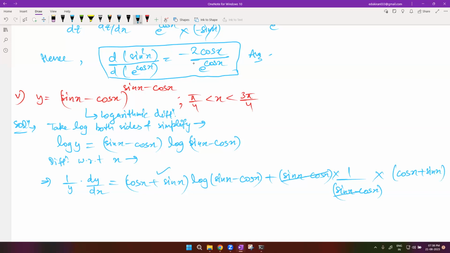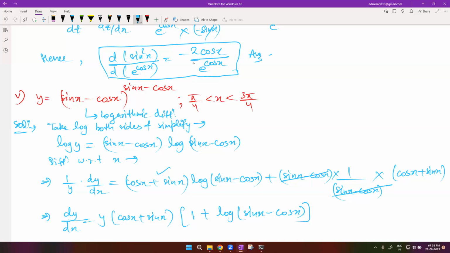They get cancelled out, right? This cos x plus sin x is in both terms, first and second. So this can be written as y, then cos x plus sin x, then 1 plus log of sin x minus cos x.